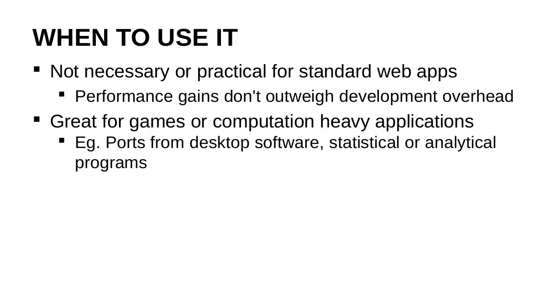Before we even dive into how to get started though, it's important to consider when to use it. Because of the high level of overhead, such as originally writing it in C or C++, and some of the additional headaches just when trying to do any sort of debugging because you're multiple steps removed from the code you're actually writing to what the browser is parsing, it's really not necessary or practical for standard web apps. However, if what you're building is a game or some sort of computational heavy application, such as a port from desktop software or any sort of statistical or analytical program, ASM.JS can be a huge performance bump for your overall application, particularly in specific areas.